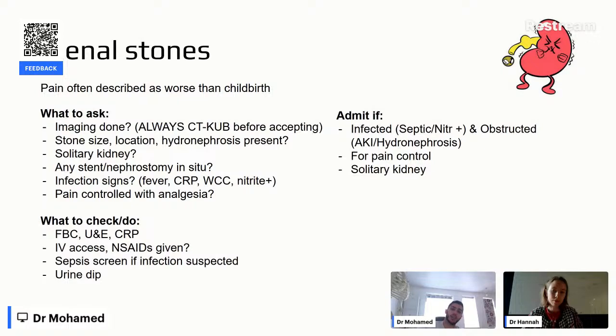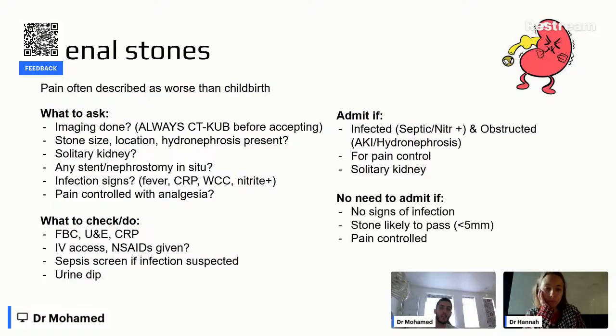What do you want to do or check? You want to make sure you've done bloods. So again, kidney function, CRP, FBC to look at white cells. Is there IV access? Remember, if you're thinking about operating on this patient to remove the stone, then they need to be made nil by mouth. And of course, that means they need to have fluids running overnight. Have you given NSAIDs, so have you given PR diclofenac? Have you given appropriate analgesia? If there is an infection suspected, then make sure you do a urine dip and an overall sepsis screen if you're worried about that. You don't need to admit the patient if there's no signs of infection.